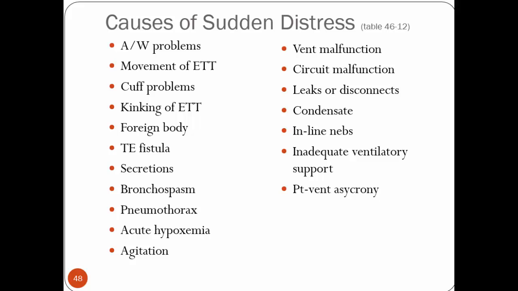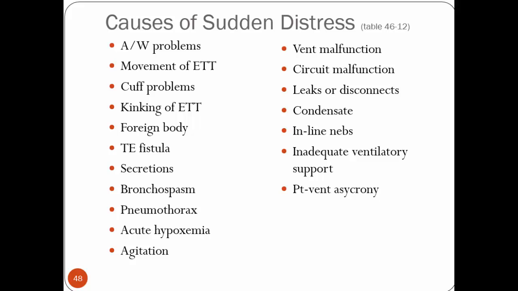But anyway, running down the list here. Airway issues, is it kinked? Are they biting the tube? Something like that. Make sure it's in good place. If it's moved, is it out? Is it in? Cuff problems, listening to the neck. Are they leaking? Is it quiet? Kinking of that ET tube, especially if they're nasally intubated. A foreign body, that could be, and so this would be more like if the patient is not intubated, then maybe they were eating lunch or dinner or something like that, and they aspirated. A TE fistula may be an issue where you have a leak between the trachea and the esophagus.